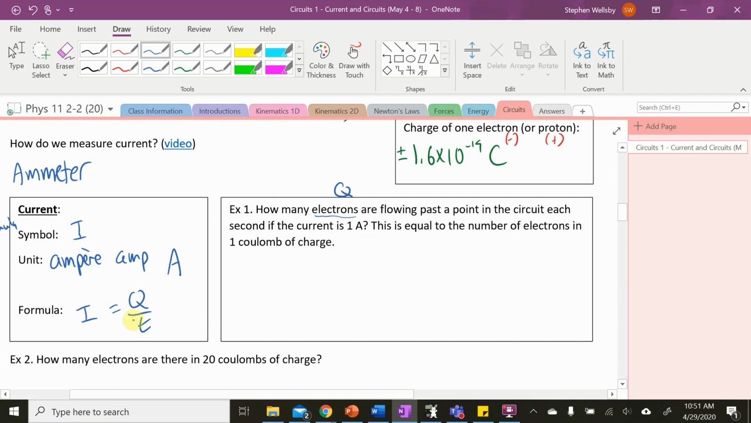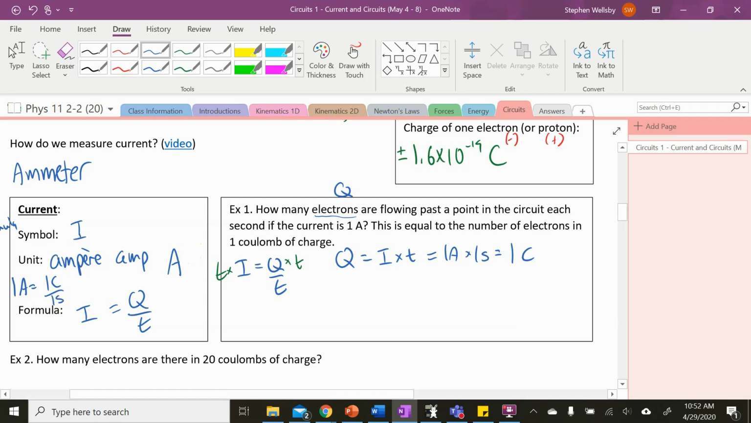So let's rearrange this formula, I equals Q over T, and we're going to try and solve it for Q. If we multiply both sides by T, we'll have Q, the charge, equal to current times time. In this case, it's 1 amp and the time is 1 second, and that means there's going to be 1 coulomb. So 1 coulomb of charge is the total amount of charge that's transferred past a piece of wire if the current is 1 amp and it's been flowing for 1 second. Remember that 1 amp equals 1 coulomb in 1 second.